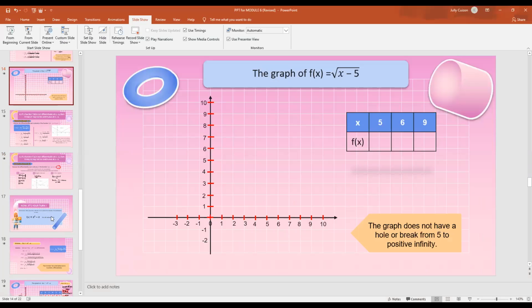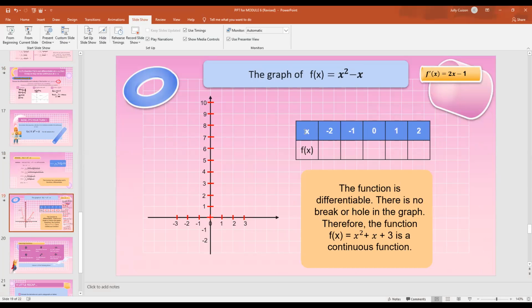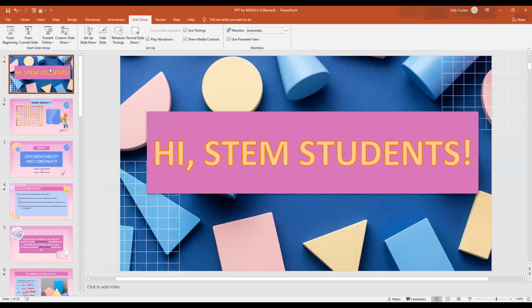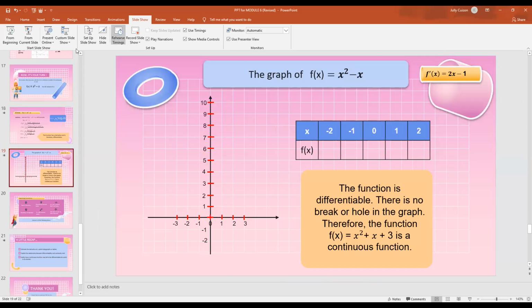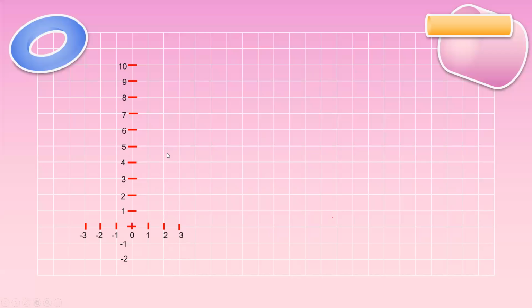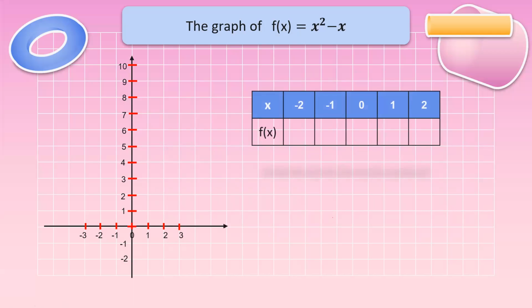Let's have this one. Oh, where is it? This one. From the current slide. So our function is f of x equals x squared minus x. Here, the values we assume are negative 2, negative 1, 0, 1, and 2.